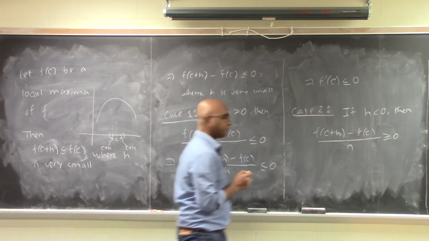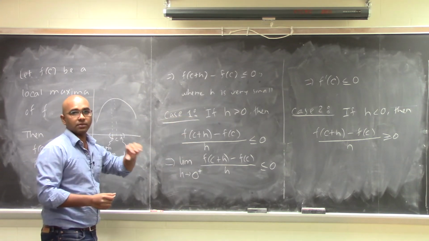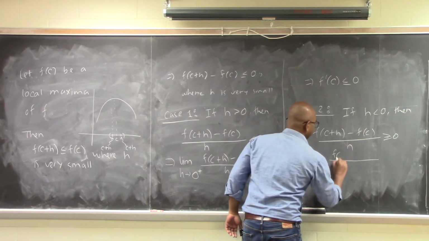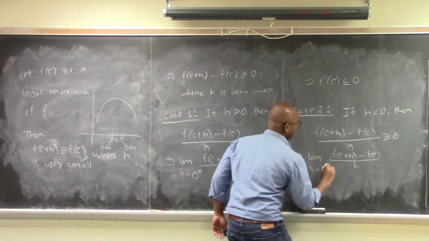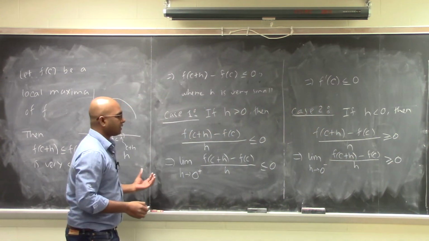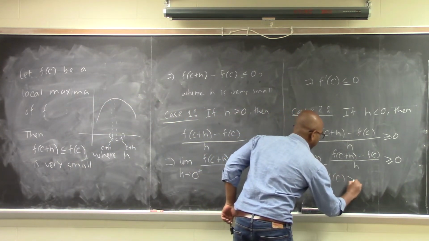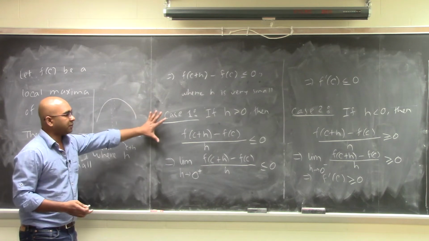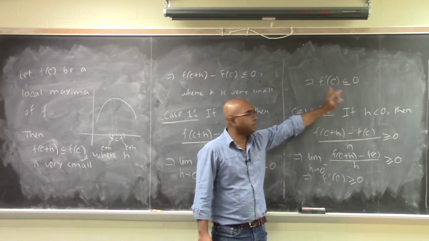Just like the previous case, now we can take a limit as h approaches 0, but our h is negative, so this limit will approach 0 from the left, right? So the limit of the difference quotient f of c plus h minus f of c over h as h approaches 0 from the left is positive or 0. And just like the previous case, since f prime of c exists, that is exactly equal to this limit, so f prime of c is bigger than or equal to 0. And now we're done. How? If h is positive, then f prime of c is less than or equal to 0, right? What does it mean? It means that it cannot be positive.